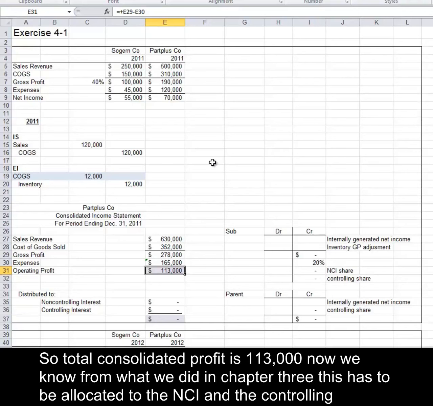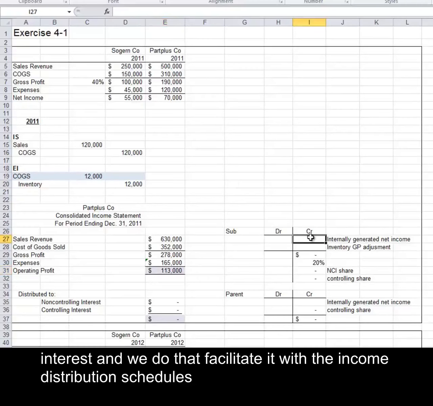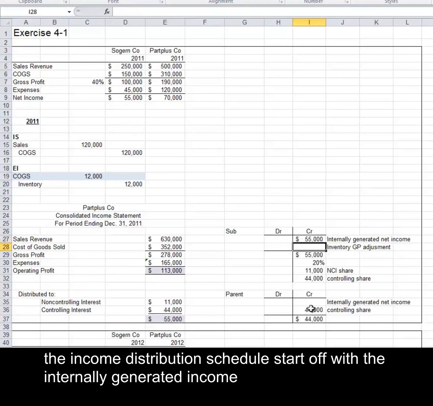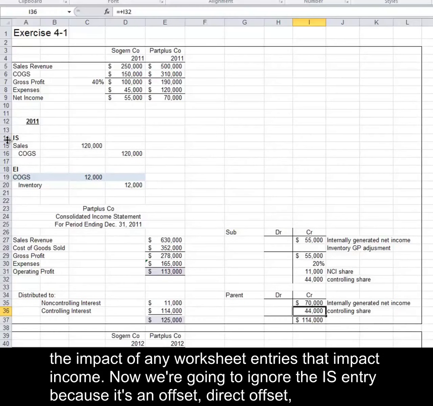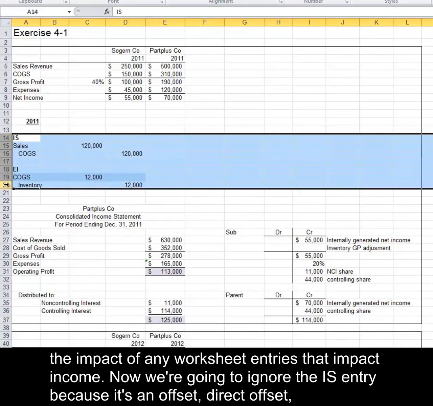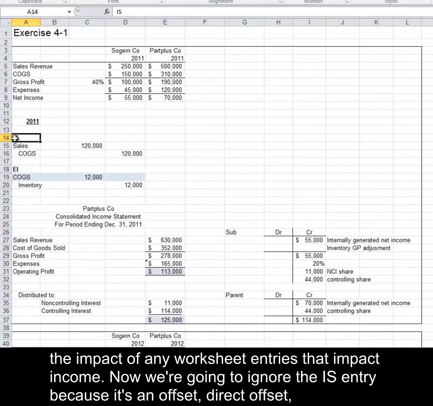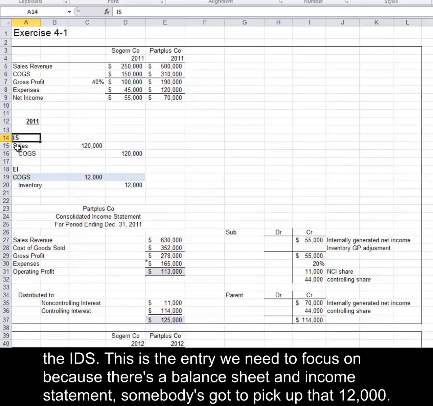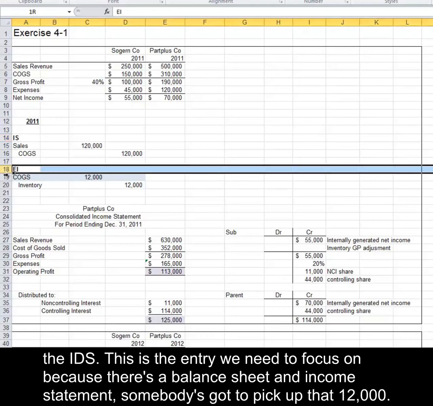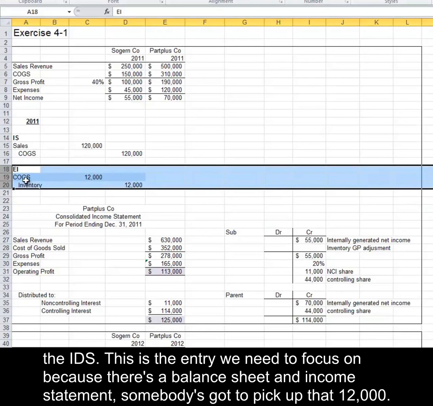Now we know from what we did in Chapter 3 this has to be allocated to the NCI and the controlling interest, and we do that, facilitate it with the income distribution schedules. The income distribution schedules start off with the internally generated income for each party, but then we have to take into account the impact of any worksheet entries that impact income. Now we're going to ignore the IS entry because it's a direct offset, has no net income impact. So we're not going to put that in the IDS. This is the entry we need to focus on because there's a balance sheet and an income statement.